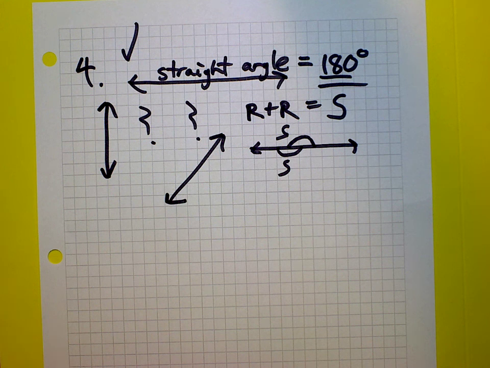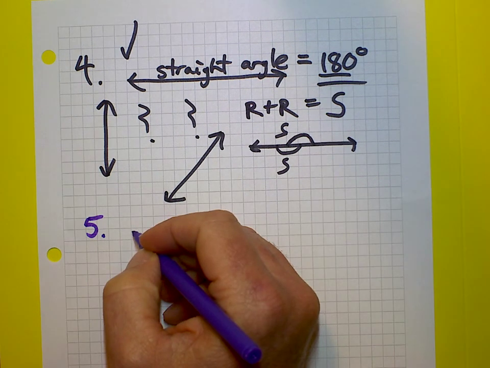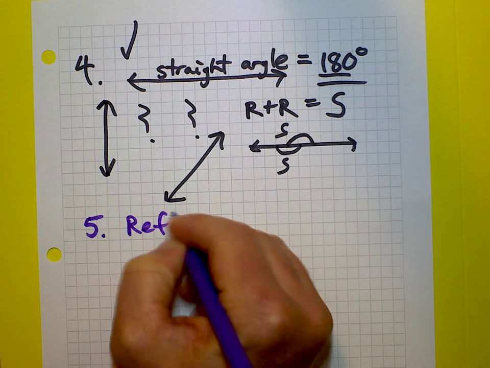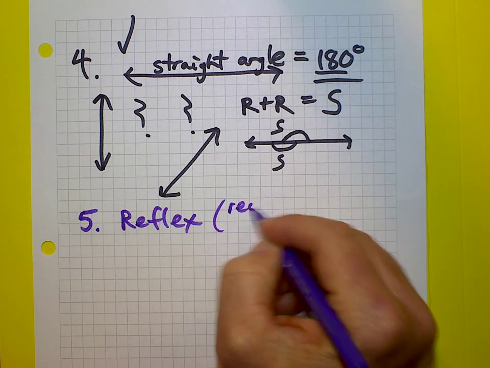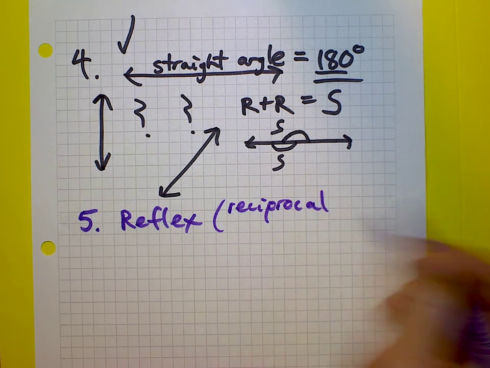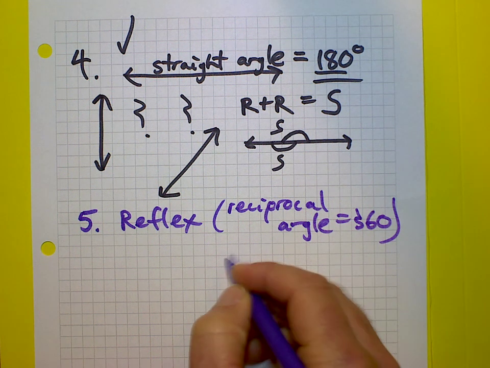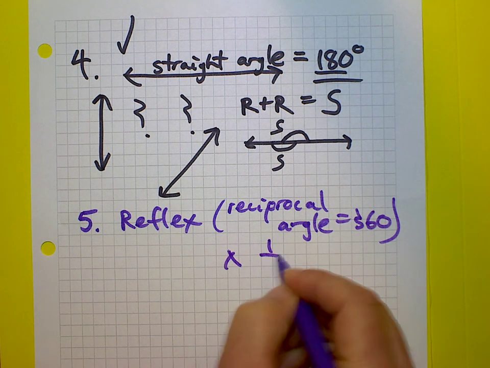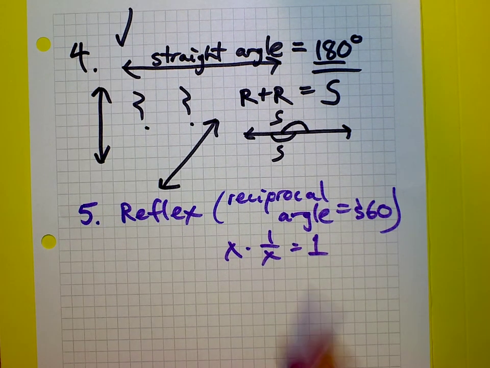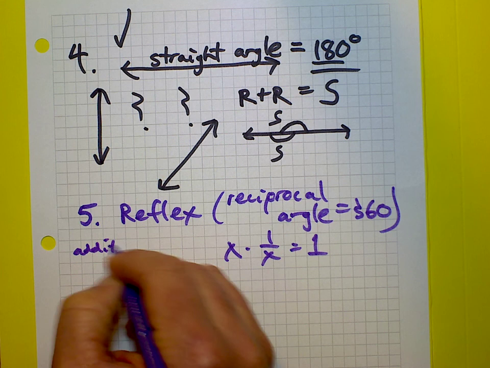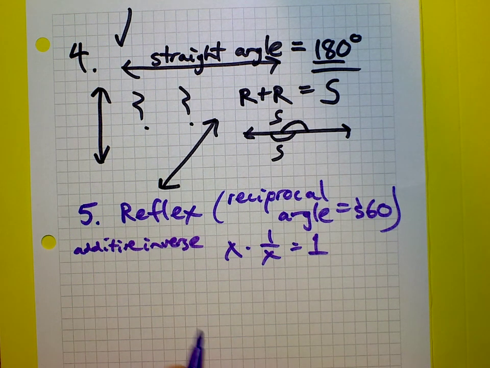Okay, let's go again. Number 5. A reflex angle. Sometimes this one's not covered. This is kind of like the reciprocal angle. Just like reciprocals are a number and the inverse of that number equals 1, you could think of a reflex as an additive inverse. Okay, I know you didn't pay for this. It's bonus content. It's like a gag reel.